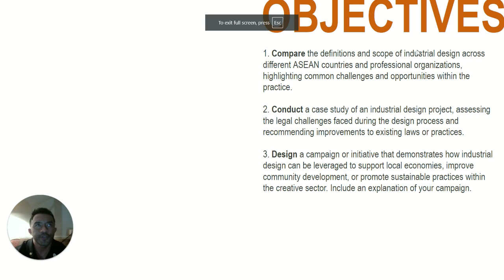Hi everyone. For today, the objectives of this module is first to compare the definitions and scope of industrial design across different ASEAN countries and professional organizations. And then, second, is to conduct a case study of an industrial design project assessing the legal challenges faced during the design process and recommending improvements to existing laws or practices.